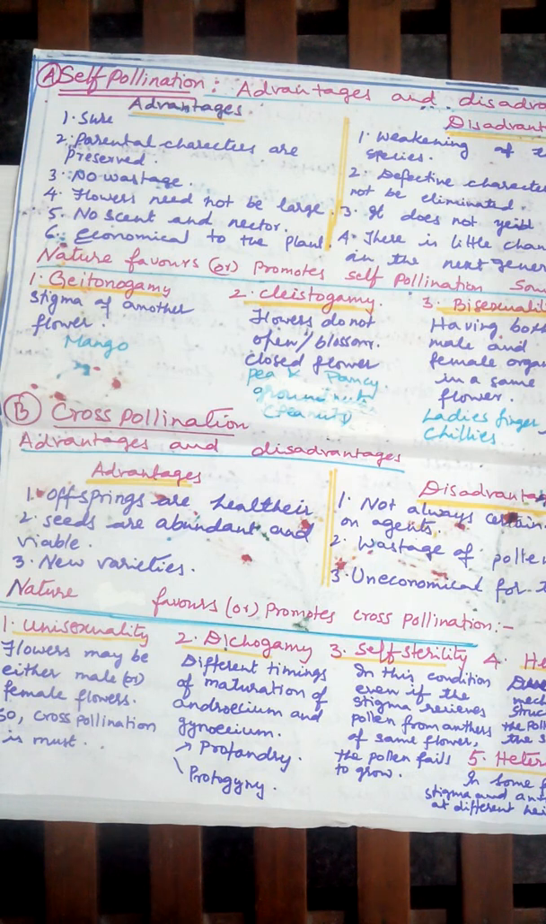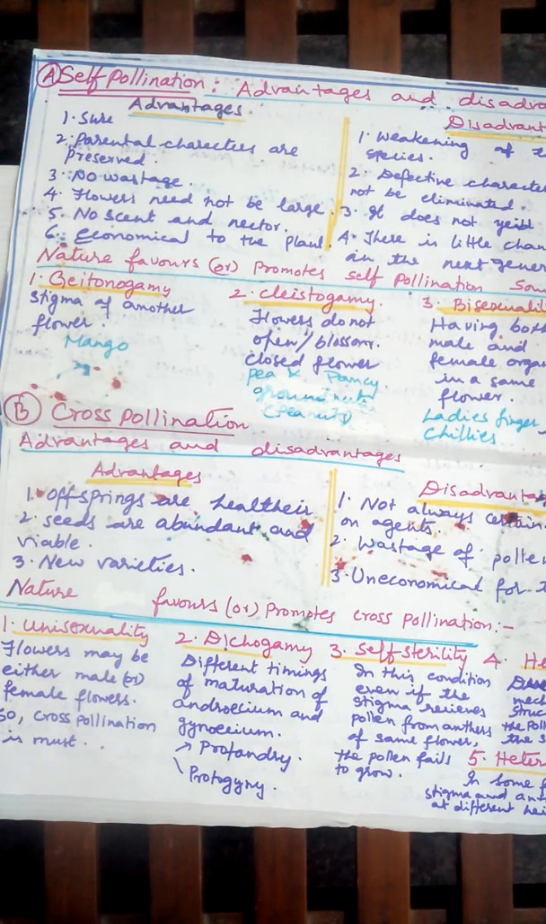Chasmogamous flowers. You can also call them chasmogamous. Such flowers require external pollinating agents such as wind, water, and insects particularly. Sometimes birds, and man also does the pollination. They are called agents of pollination.